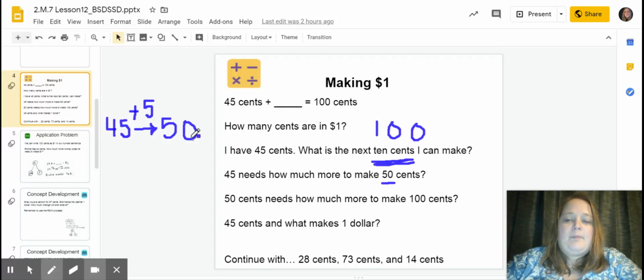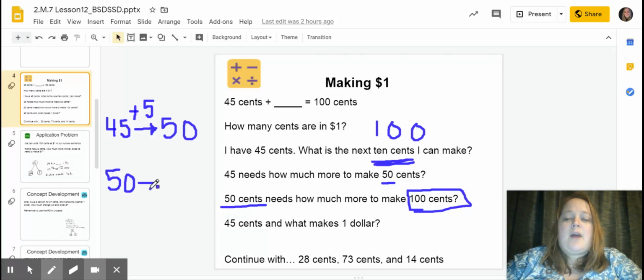Am I at 100 cents yet? No, I'm only at 50. 50 cents needs how much more to make 100 cents? 50 needs how many more to make 100? Now that, I think I could solve that in my head because 50 is a multiple of 10. It's a benchmark number. It's a number that ends in 0, and I can do that in my head.